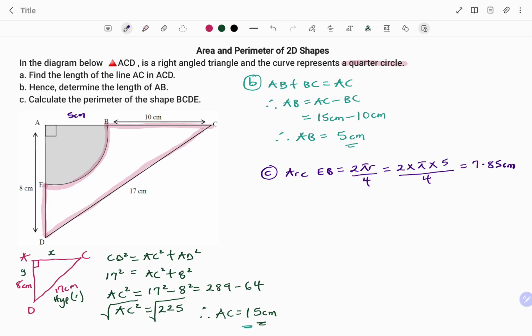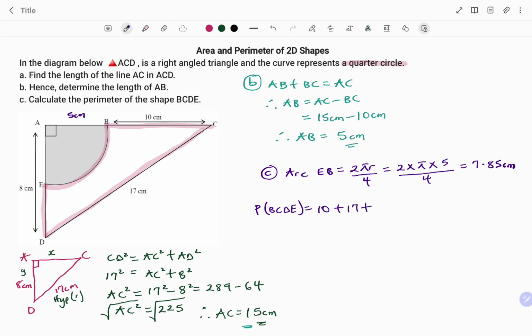Therefore, the total perimeter P of shape BCDE equals, I'm going to account for all the sides. Note that when you're finding the perimeter of any shape, make sure you account for all the sides. So I start from BC, that's 10 centimeters, plus CD, 17 centimeters, plus DE.